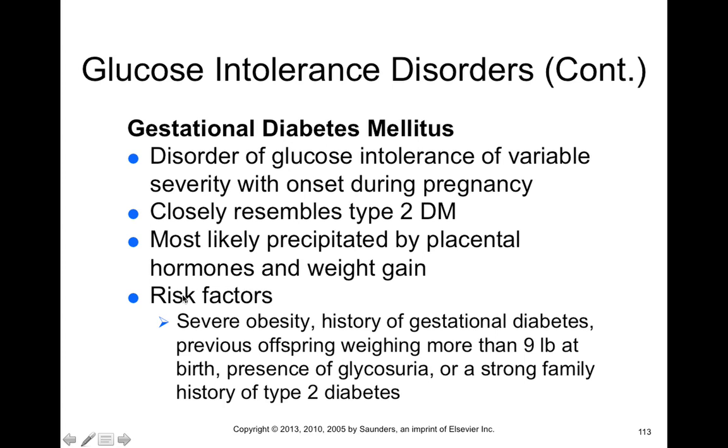Some of the risk factors for gestational diabetes, though, could be things like obesity, a history of that, previous offspring that are heavier than 9 pounds at birth. So, what's the word for that if it's a heavy baby? No, there's a word for it. Not just fat baby. I forgot. Presence of glycosuria or strong family history of type 2 diabetes.